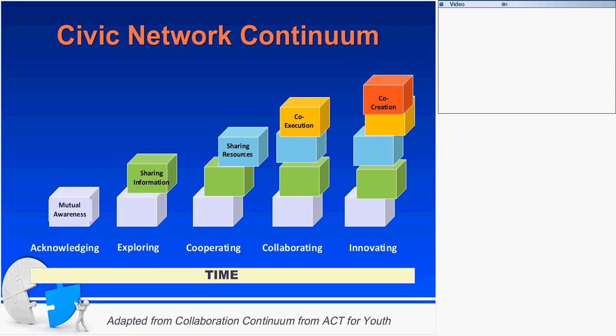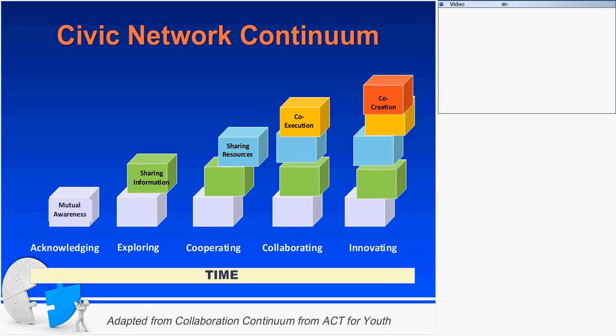The idea of co-creation. It's a little bit different than collaborating. It's a little bit different than co-execution. The co-creation stage is when true innovation occurs. This happens when organizations get together to create something brand new, or something that no single organization could do on its own. And achieving this co-creation is necessary, I think, to implement the kinds of strategies they're talking about.